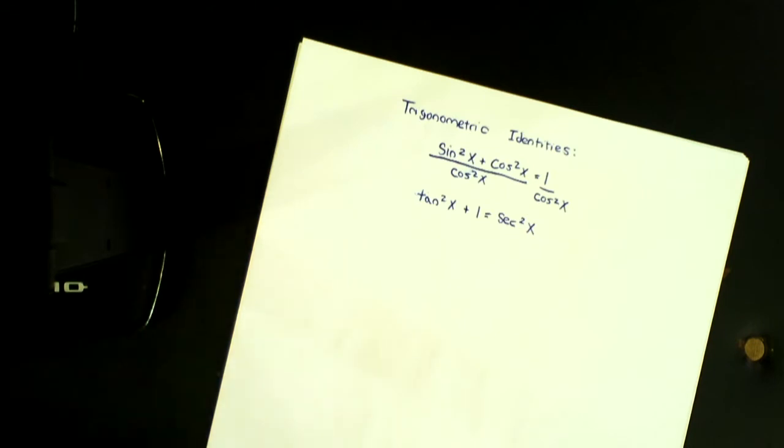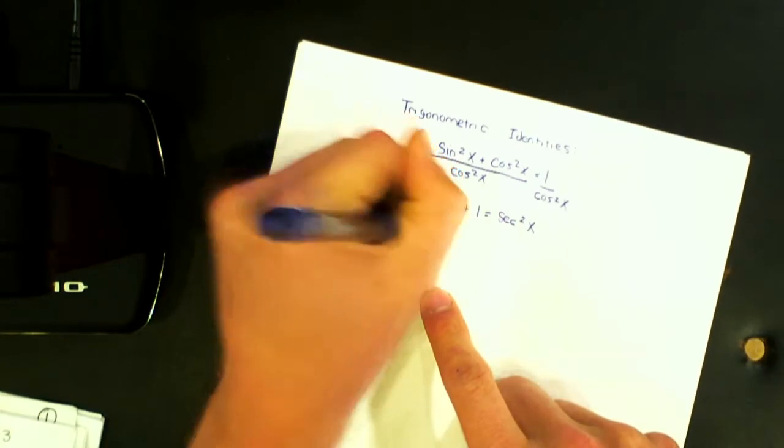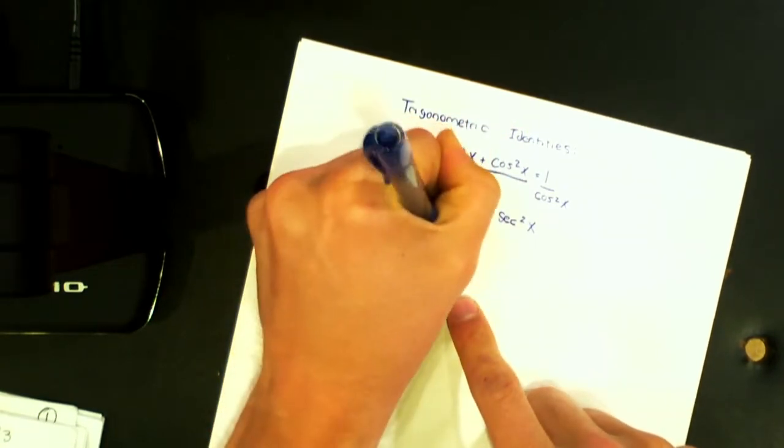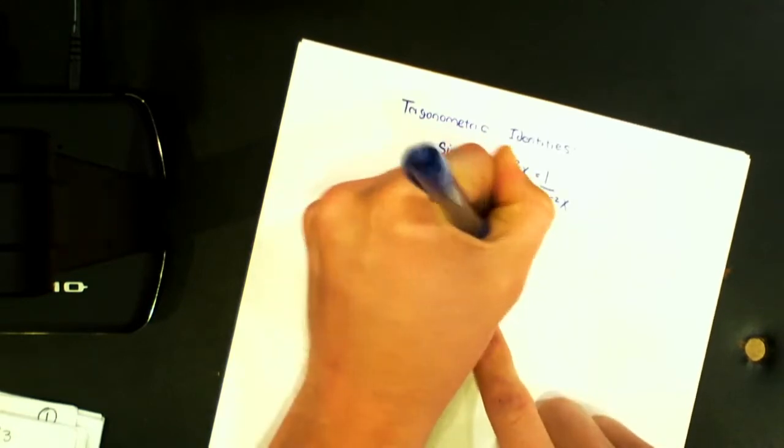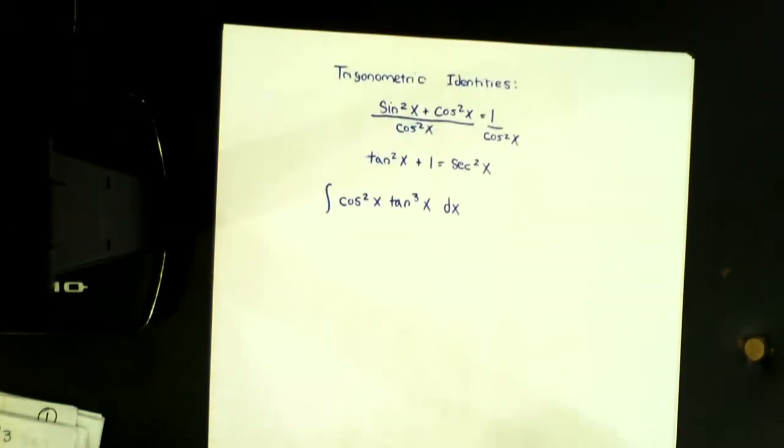Okay, so moving to the first problem. Cosine squared x tangent cubed x dx. All right, what would your first move be in this problem? We have a cosine and a tangent. You can say tangent is sine over cosine. Okay, so you're wanting to transform tangent into sines and cosines? Yeah. That's a great move, because then you get just cosines and sines. You want to be all in one type of identity.